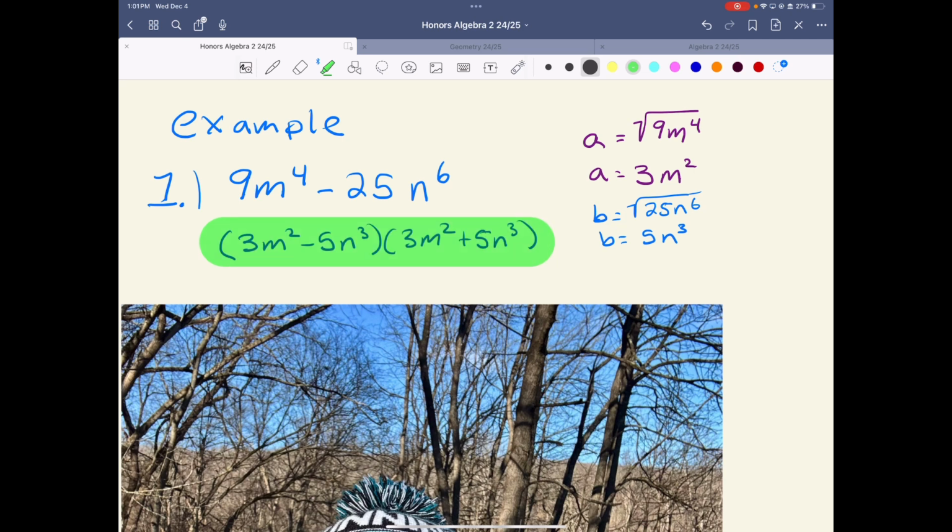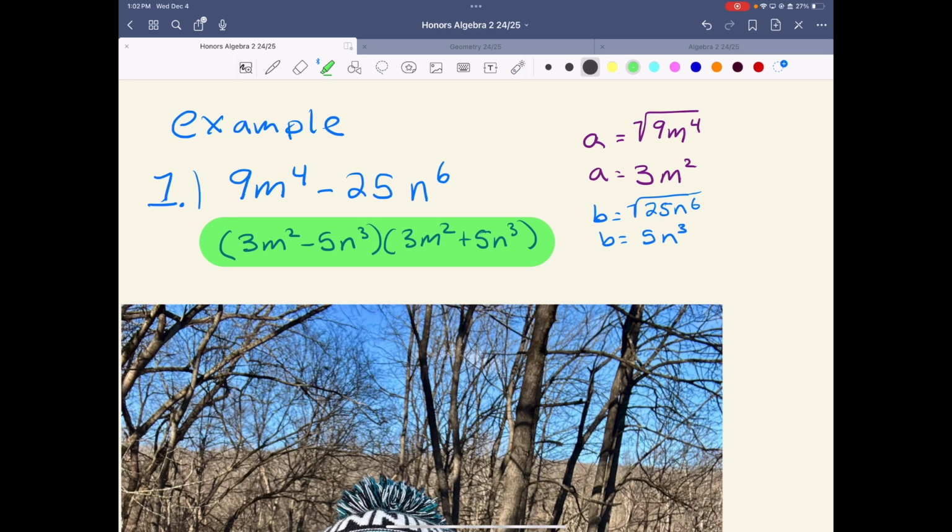You could sometimes end up where this could possibly be a perfect square as well, and you might have to break down something in here. In this case, not, because I've got funny numbers. But that's done. Okay, so that's an example of the difference of squares.